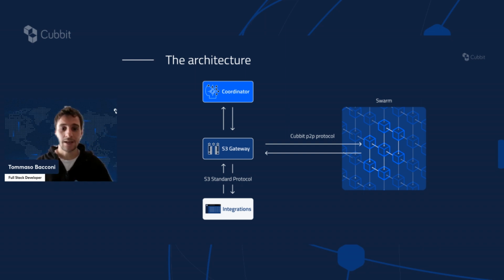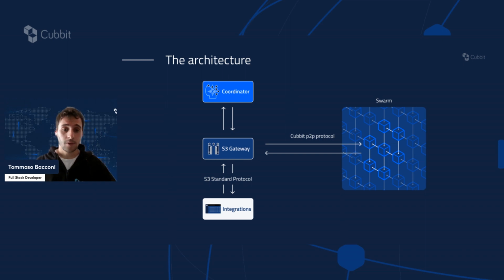We rely, as Raffaele was saying, on a swarm of multiple nodes, and we don't rely on data centers. That's the big difference. And these nodes talk to each other through a protocol we implemented, which is a peer-to-peer protocol, and which is translated into the S3 protocol by our S3 gateway. And this is why we are out-of-the-box compatible with all those integrations, all these agents and software which talk S3 language, let's say.